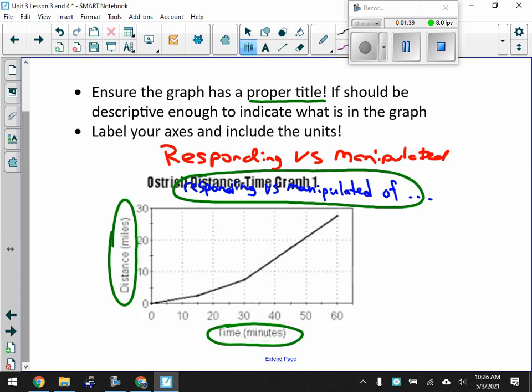And like I told you last day, it should be the y versus the x of something. So the responding versus the manipulated. Responding here, manipulated here, of a person running, a person walking, an ostrich. Distance versus time for an ostrich, or something like that, ostrich running or walking or whatever.